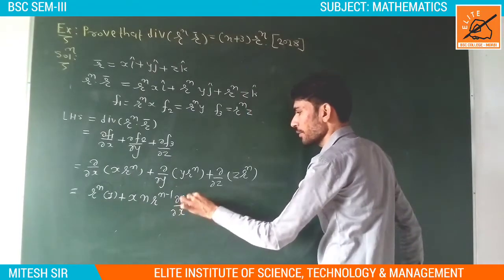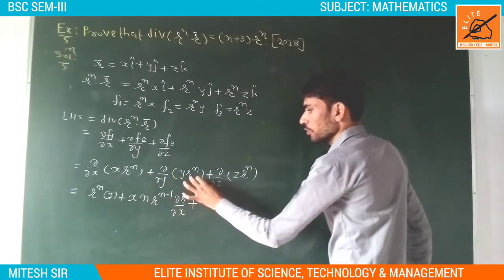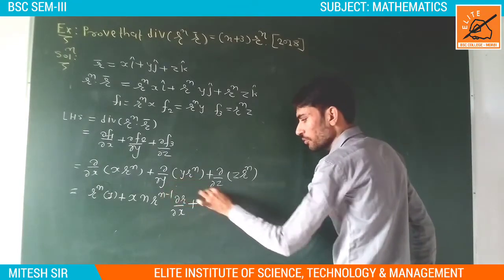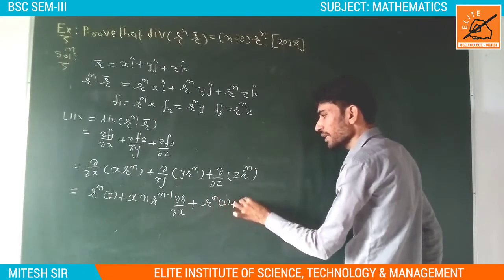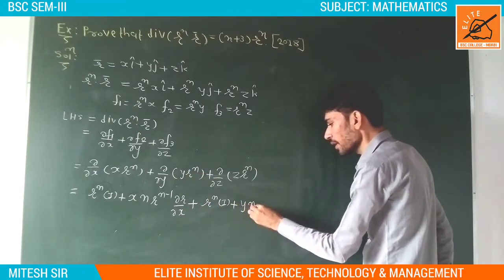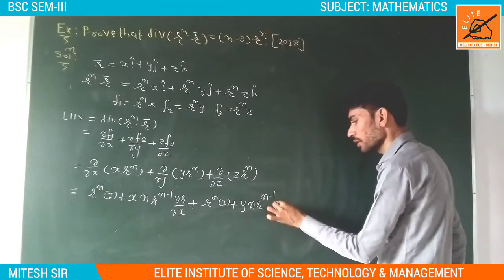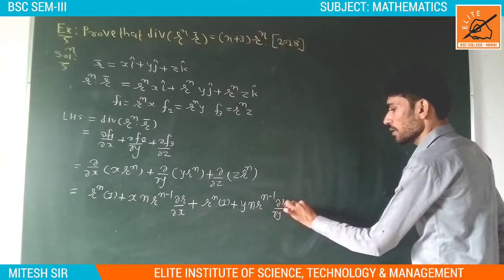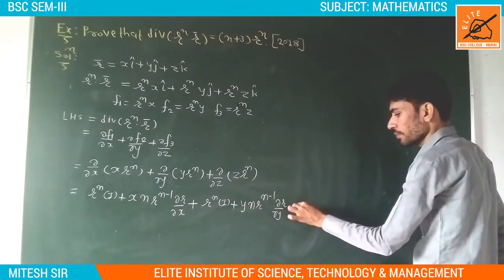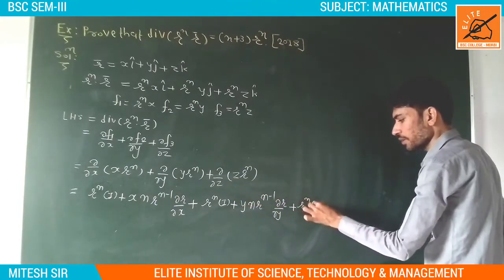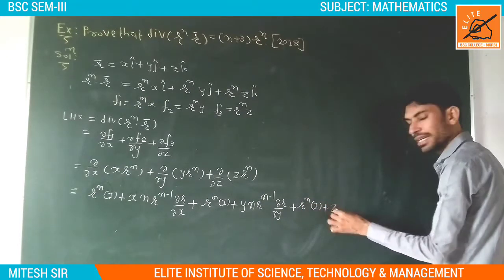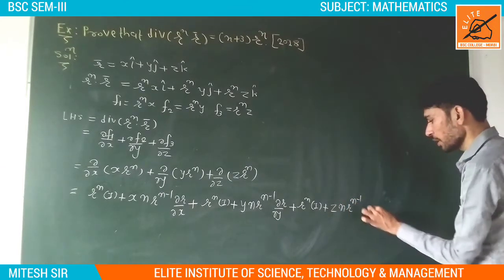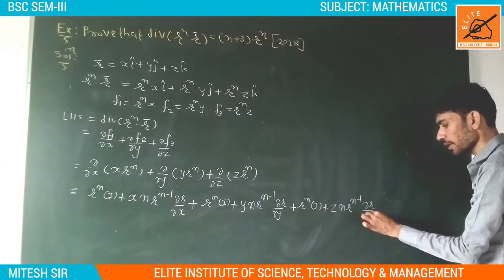Similarly, here we do the partial derivative with respect to y and with respect to z. So again r raised to n as it is. Here we do the partial derivative with respect to y, so y gives 1, plus y as it is, r raised to n gives n r raised to n minus 1 dr by dy, plus now for the last term, r raised to n as it is, z gives 1, plus z as it is, r raised to n gives n r raised to n minus 1 into del r by del z.